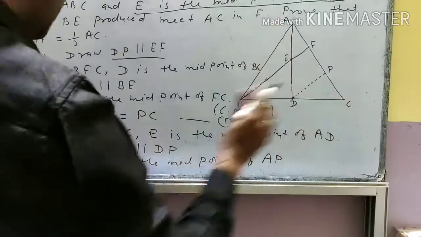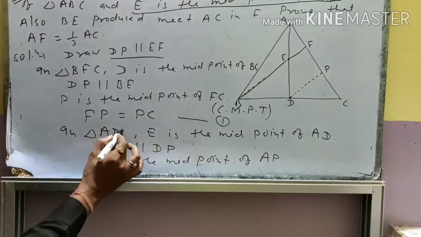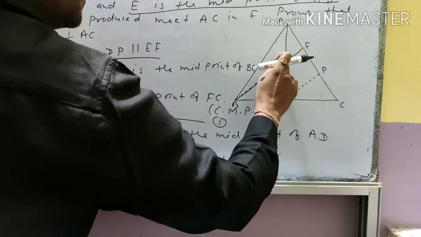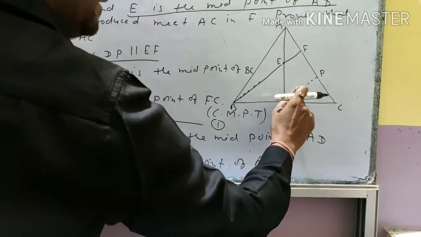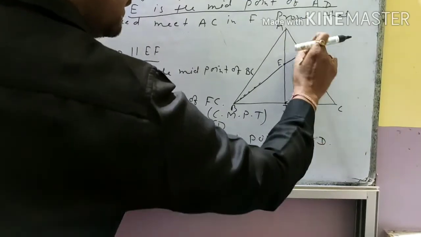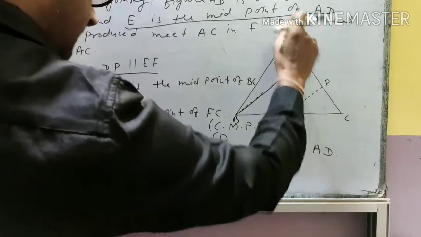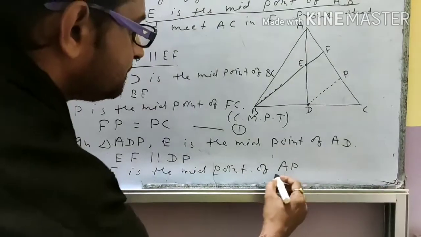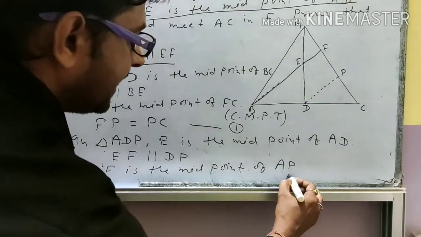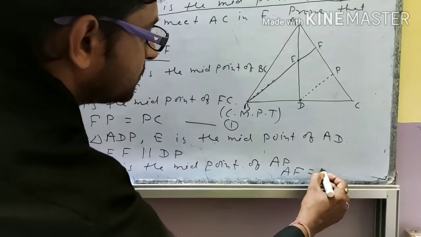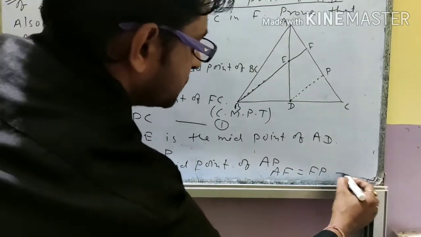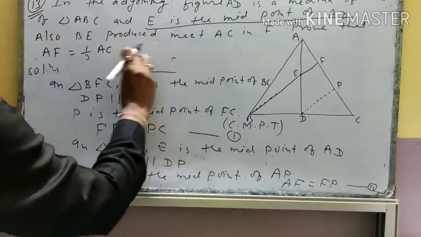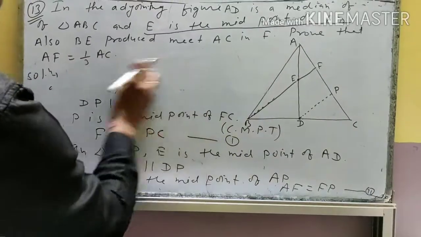Not ADC, student. We have to take ADP. In triangle ADP, E is the midpoint of AD. This line is parallel to this line. Then F is the midpoint of AP. Then we can write here AF is equal to FP. This is equation second. AF is equal to FP.